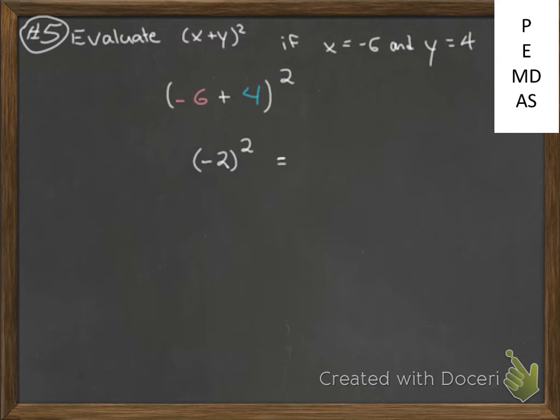If you'd like to help yourself remember how to do this, we can rewrite this as a multiplication problem. Negative 2 quantity squared means negative 2 times negative 2. Remember, a negative times a negative is a positive, so this is positive 4.